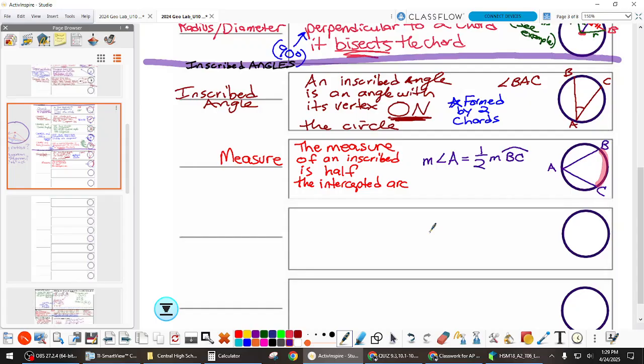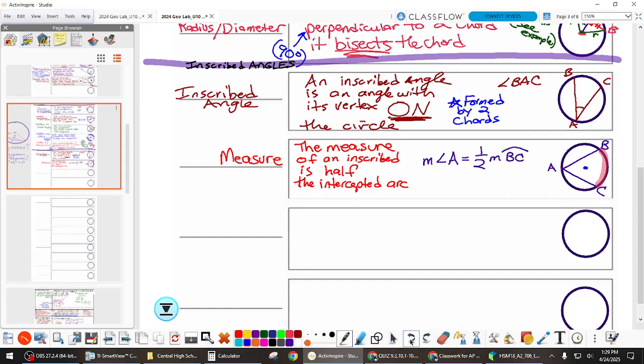What is the measure of arc BC congruent to? Okay, I don't want you to add this, but everybody put your pencil down. Just as a reminder, if I draw the center in here, arc BC is congruent to that central angle. Remember that? So you could also say that measure of angle A is half of the central angle of BC. Okay?